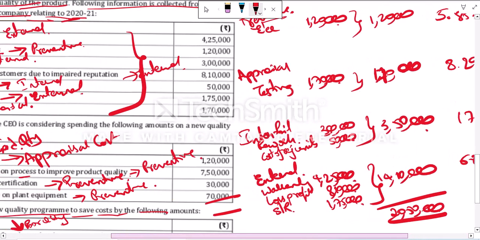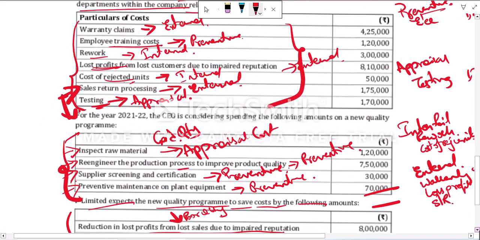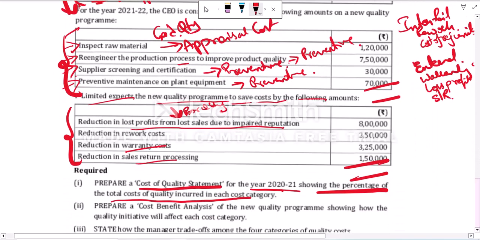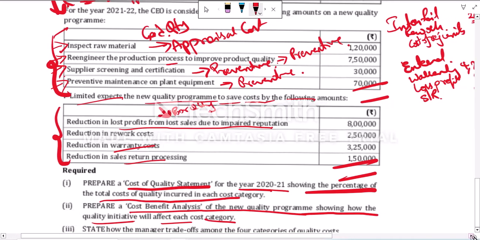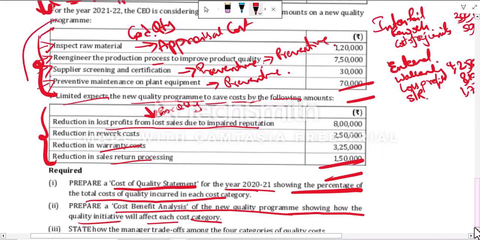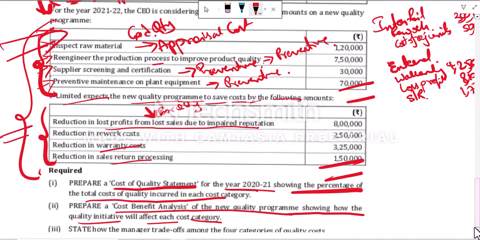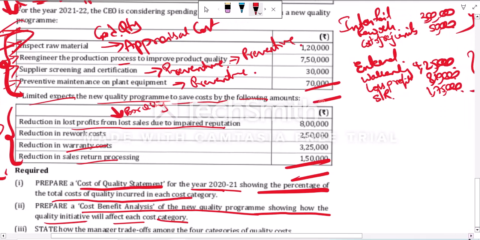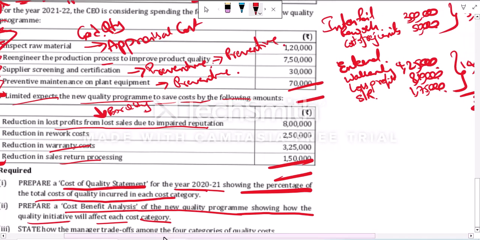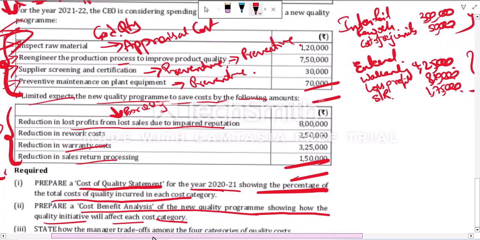Next, what they have asked in the next question: prepare a cost benefit analysis of the new quality program showing how the quality initiative will affect each cost category. Means we have to show the benefit of this quality program. Firstly they have invested in this, next they have incurred this. So we have to show the benefit analysis, how which cost is reduced.